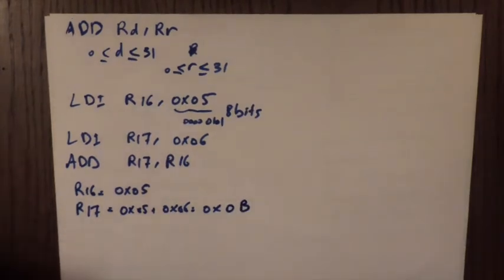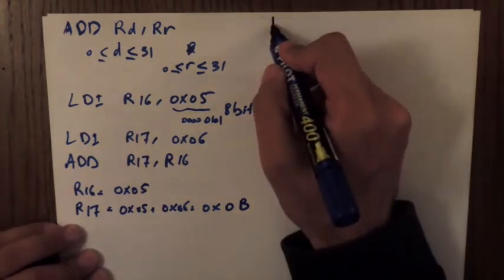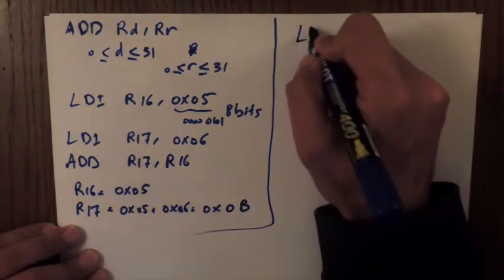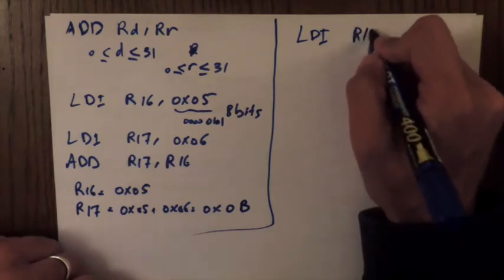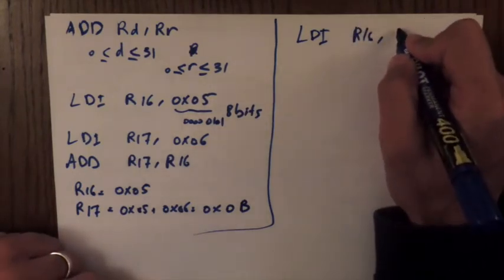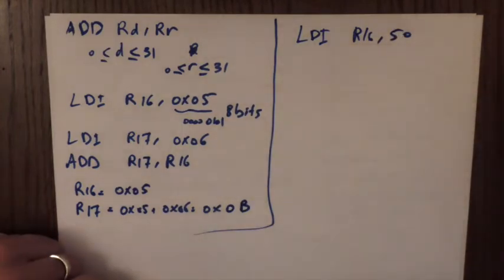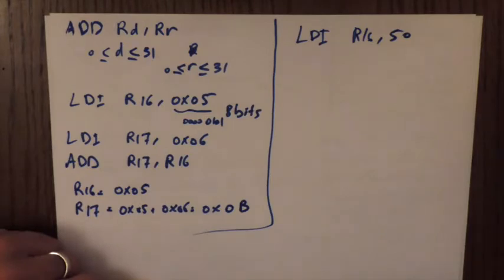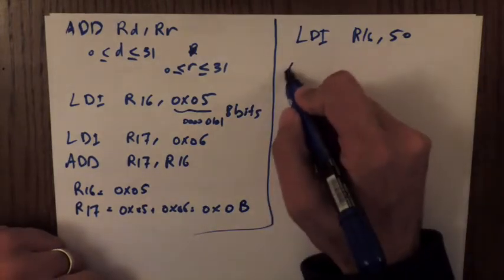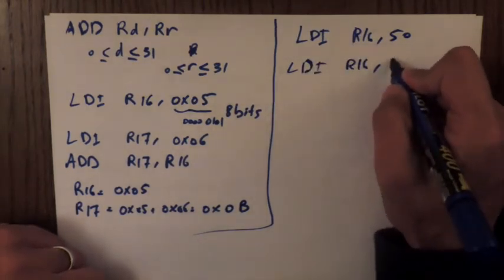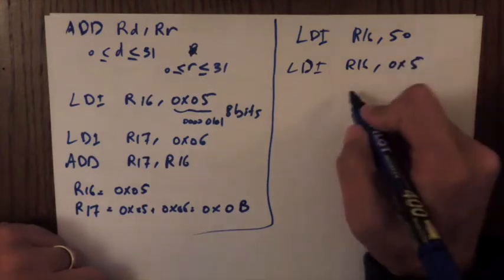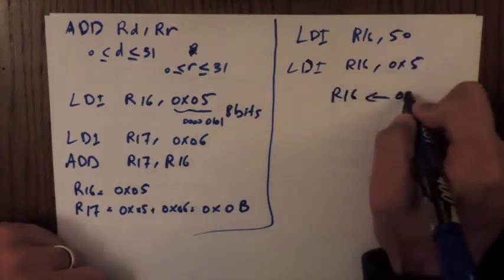Okay, so this is the add instruction. Now we have some notes about representation in LDI. With LDI, if I want to load a decimal, I can do something like this, 50. In this case, the decimal value of 50 will be in R16. If I do something like LDI R16, 0x5, what happens is that R16 will be equal to 0x05.